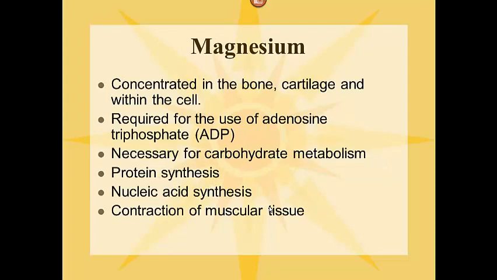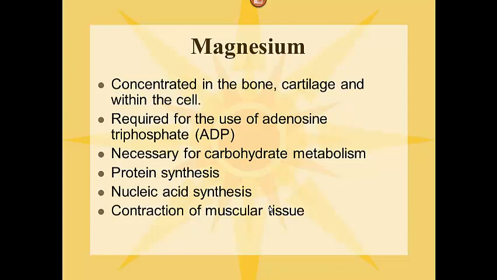Magnesium is concentrated in the bone, cartilage, and within the cell. It requires ADP for the actual pathway metabolism and for the production of energy. It is necessary for carbohydrate metabolism, protein synthesis, nucleic acid synthesis, and contraction of the muscle tissue.